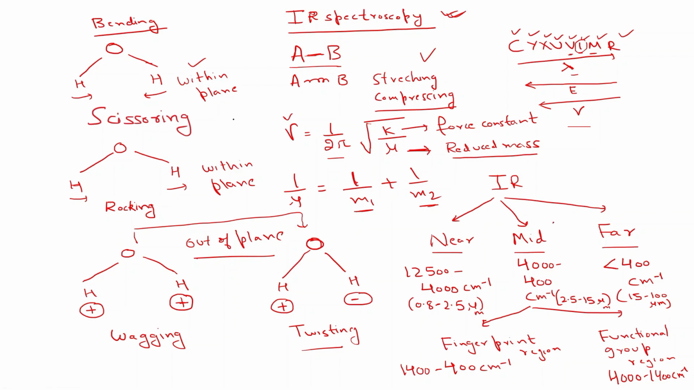Now the mid IR region can be further divided into the fingerprint region and the functional group region, which we will discuss in the coming slides. The fingerprint region lies between 1400 to 400 centimeter inverse, whereas the functional group region lies between 4000 to 1400 centimeter inverse. So this is the basics of IR spectroscopy.